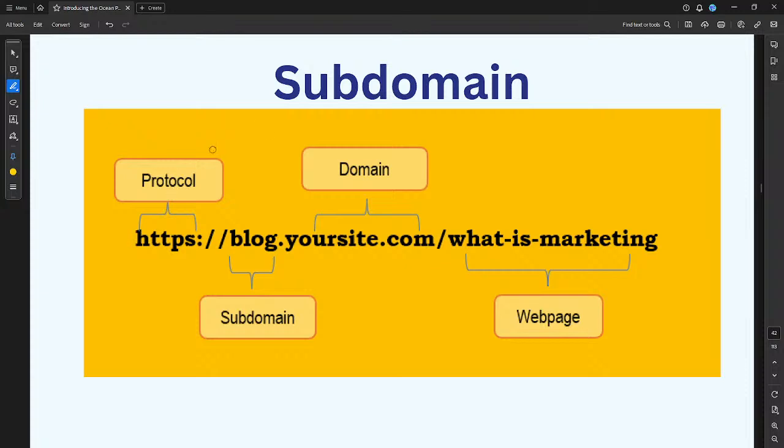Now you can see what a subdomain is. Let's look at it here. You can see the protocol, which we've talked about. You can see the subdomain, you can see the main domain, and then you can see the web page right here. So this is what a subdomain looks like.